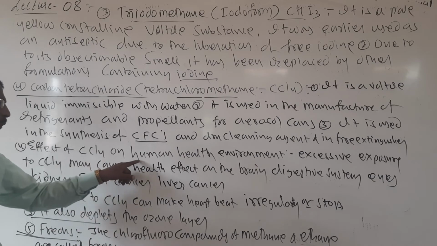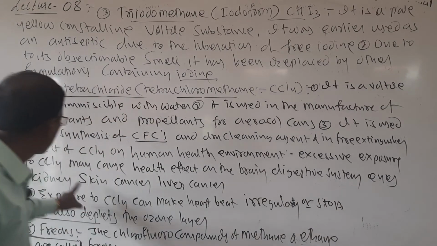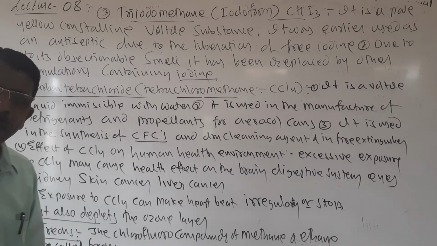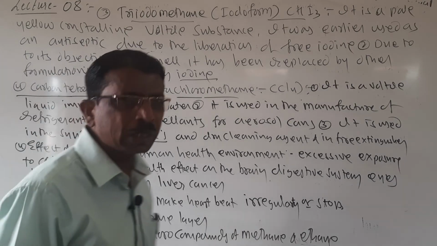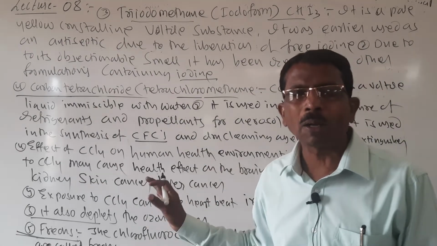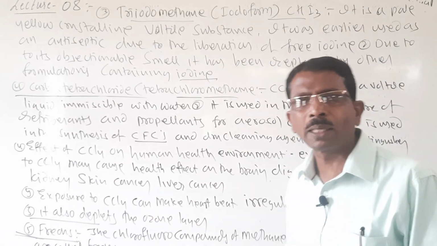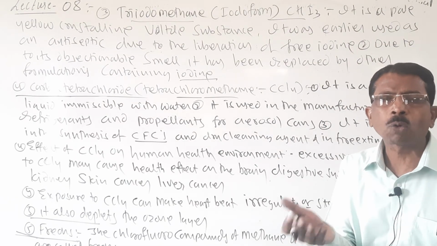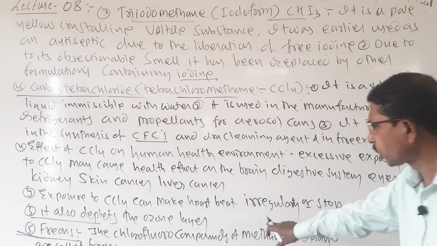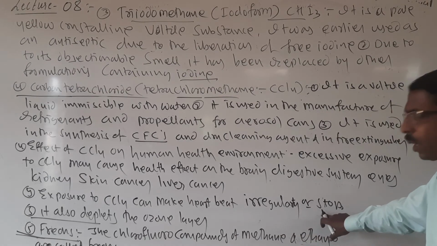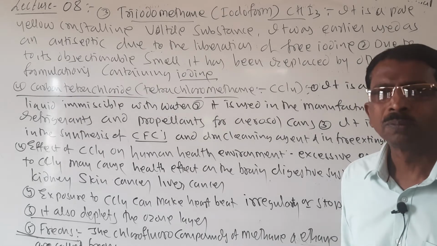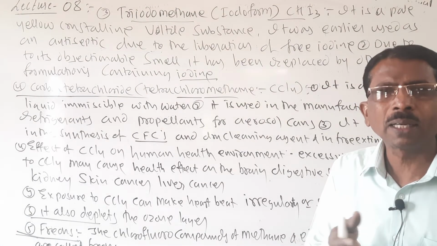So, the effect of CCl4 on human health and environment. Excessive exposure to carbon tetrachloride may cause health effects on the brain, digestive system, eyes, kidney, skin, and liver. While using organic compounds, one must take care that these are very dangerous, because these are volatile compounds, and their vapors may slowly go into the body. Exposure to CCl4 may also cause heartbeat irregularity, and it may even stop sometimes. So smelling of organic compounds is very dangerous. We should not take the odor of an organic compound directly.